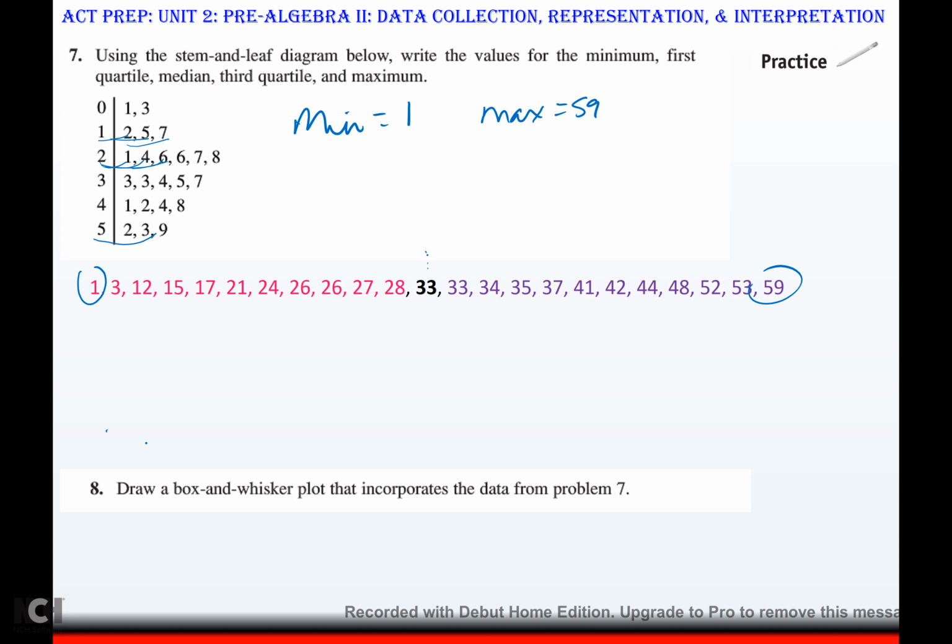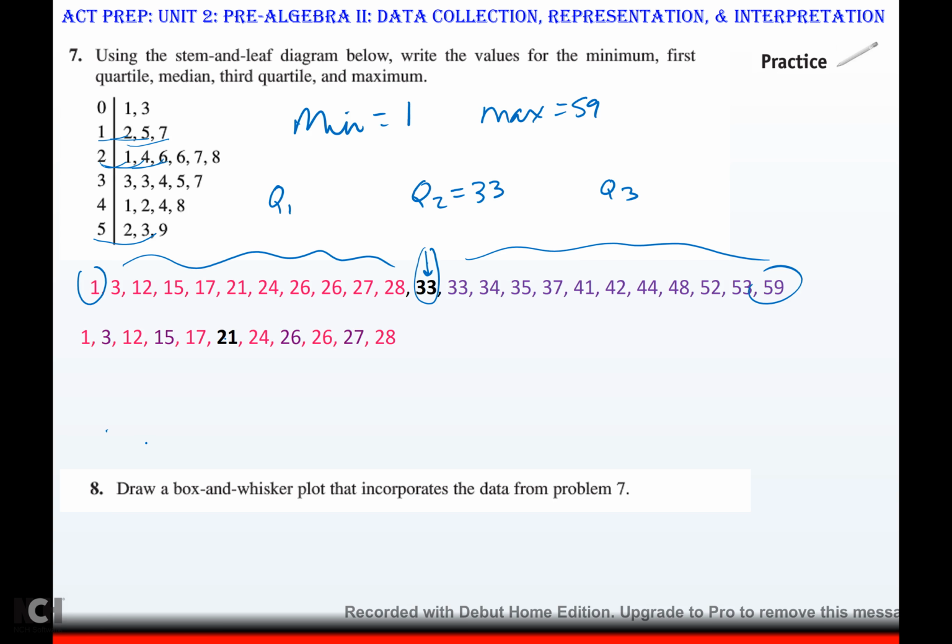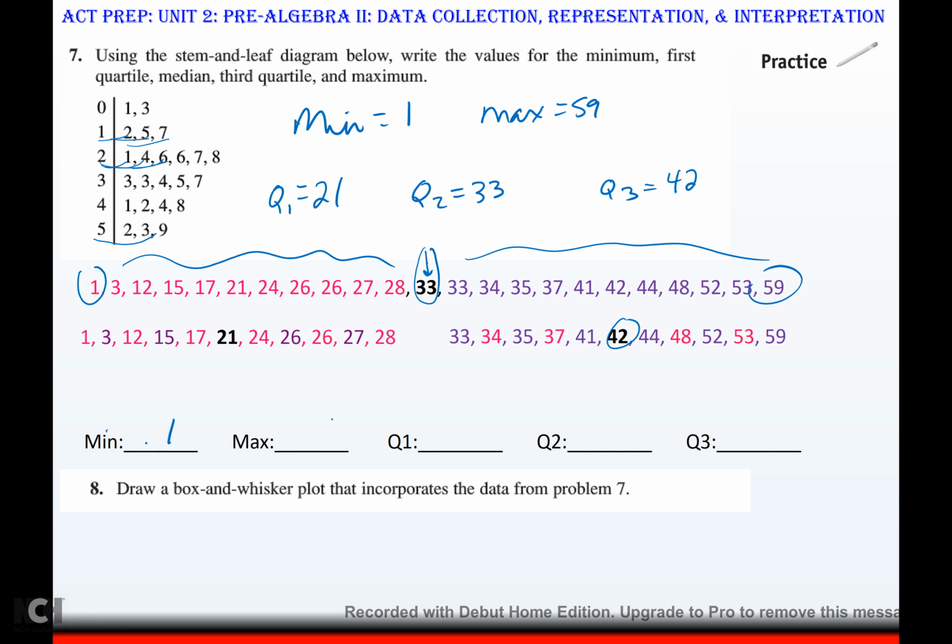You can see I color coded it. 33 is in the middle, so I need Q1, Q2, and Q3. Q2 is 33. Now, before there was a tie. That one is the splitter. Since it wasn't a tie, 33 is now out of the data. So to get my Q1 and Q3, for Q1 I'm going to look at this half, and for Q3 I'm going to look at this half. So I put these, and I found the middle. There's my Q1, it is 21. And I did the other half, and the middle is 42. So Q3 is 42. So my minimum is 1, maximum is 59, Q1 is 21, Q2 is 33, Q3 is 42.